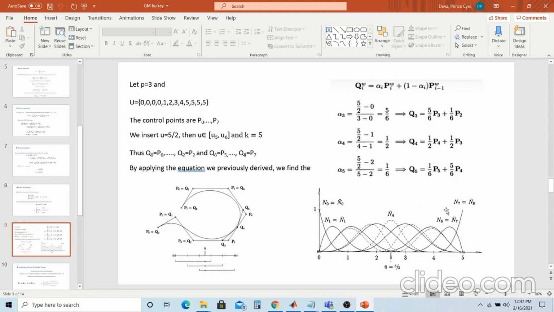On the right hand side, you can actually see how the calculation takes place. As we can see, the results are in fractions of the previous control points. The graph on the right represents the new basis function before and after the knot insertion. And on the left side, you can see the control polygon after inserting the u bar.